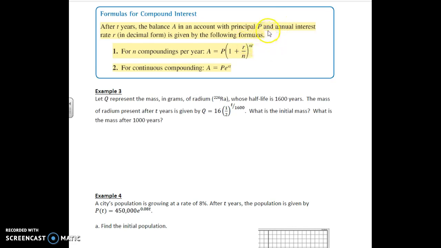So here, A is going to be your amount right now, or whenever you're calculating it for. P is going to be your initial amount, and since we talk about amount, we can put initial dollars. R is always going to be your interest rate.